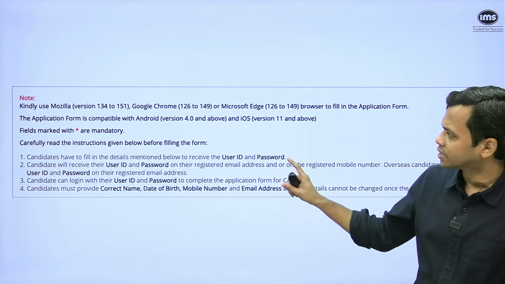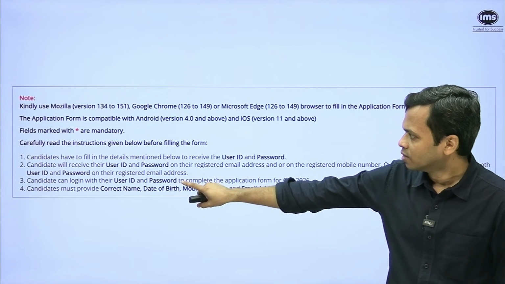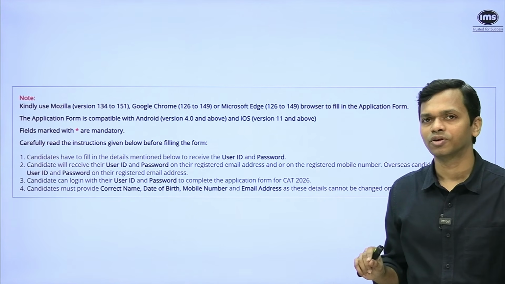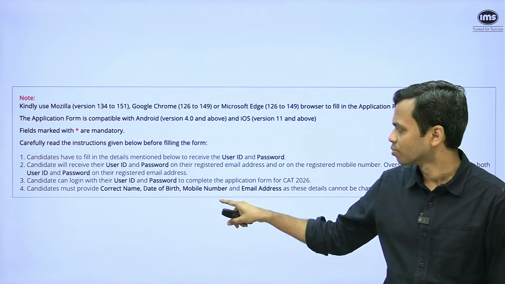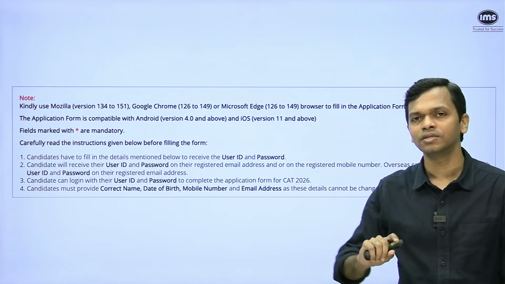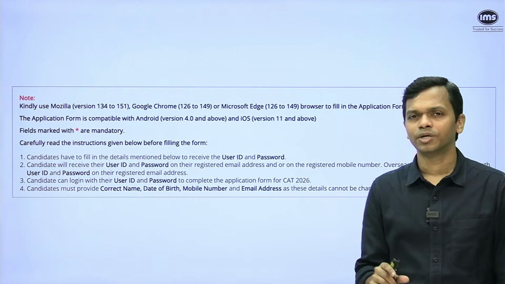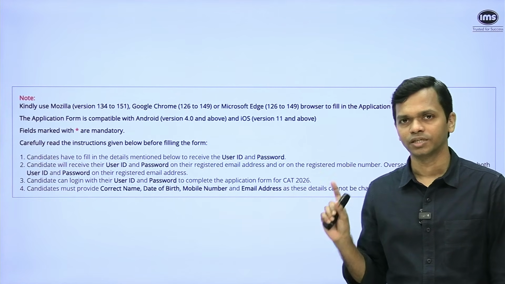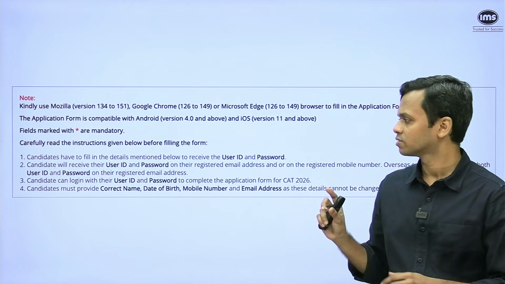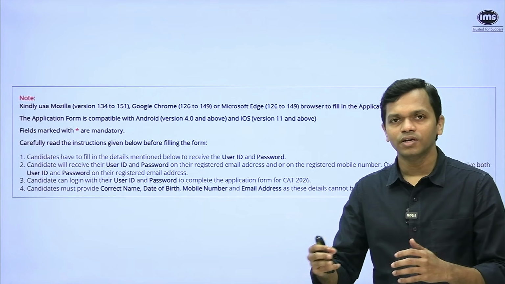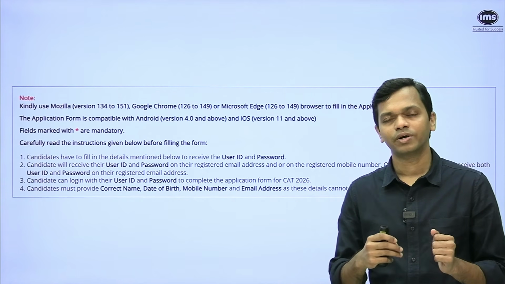But the important things here are the correct name, date of birth, mobile number, and email address at the time of registration. The name, date of birth, mobile number, and email address that you enter, you will not be able to modify, which means you have to be very particular while entering this information on the registration page itself. Because let's say you make a mistake in your name, then the only way to fix it is to create a new application.